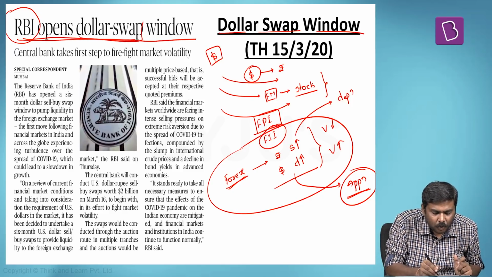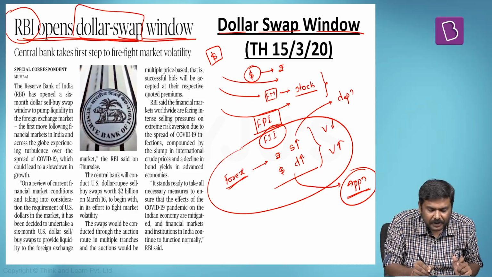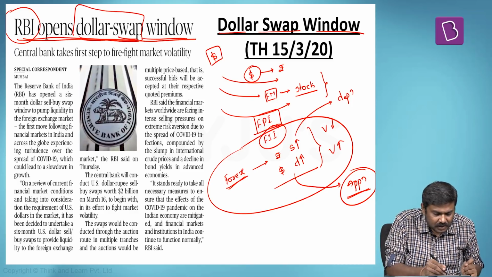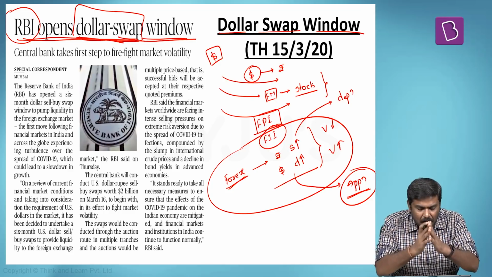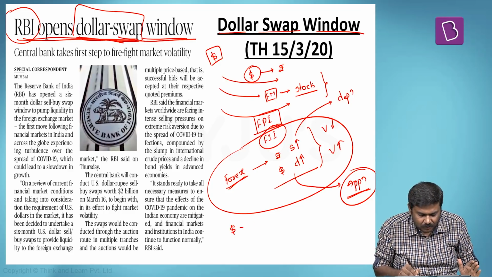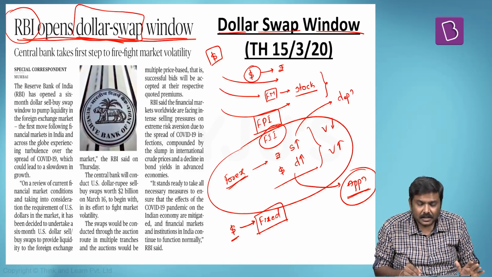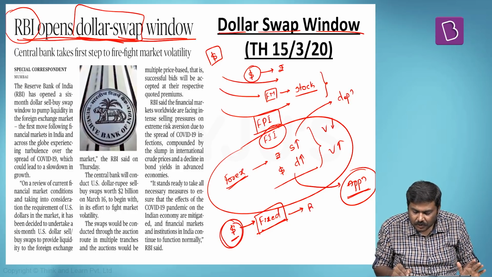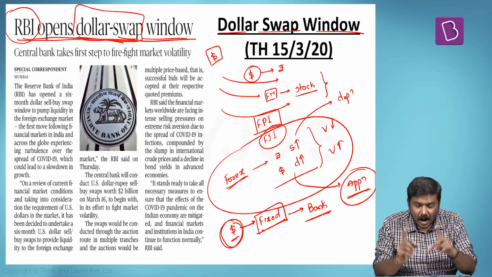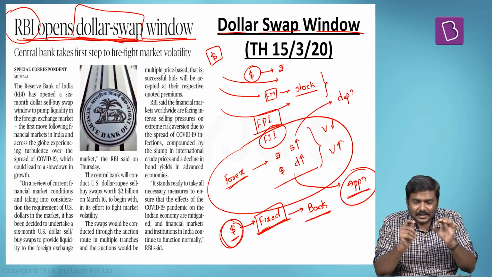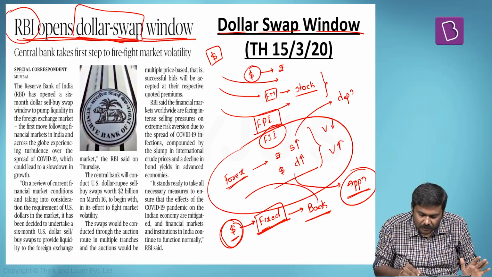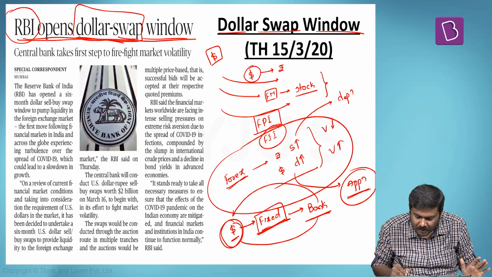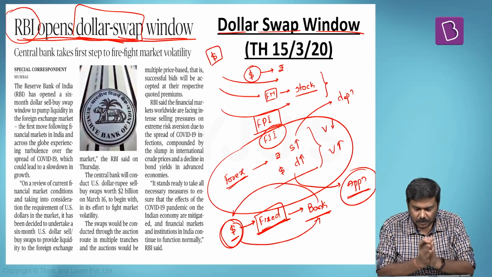Now, to overcome such volatility in the forex market or in the overall market, RBI has announced that it will be opening up a dollar swap window. Under this dollar swap window, what is RBI doing? RBI will be selling a certain amount of dollars for a fixed period of time. Understand this very carefully. RBI will be selling a certain amount of dollars for a fixed period of time to a financial institution such as a bank. And after the time period is over, at the same exchange rate, the bank will be returning the dollars to RBI and receiving rupees.